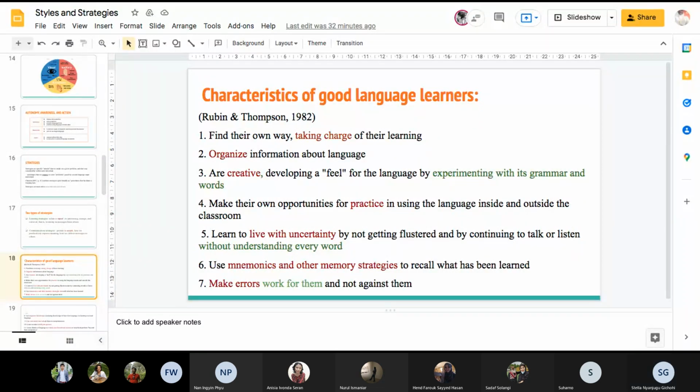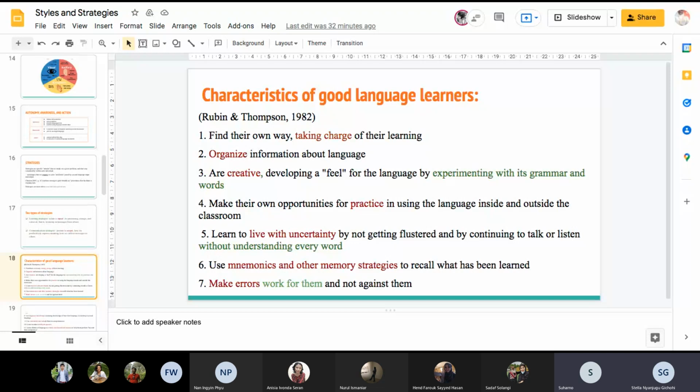Then number five, they learn to live with uncertainties. So here they know that they don't have to understand every word at a go. You don't have to understand the meaning of every word, but they can live with that. They know that at least I have learned something. I don't have to learn everything.